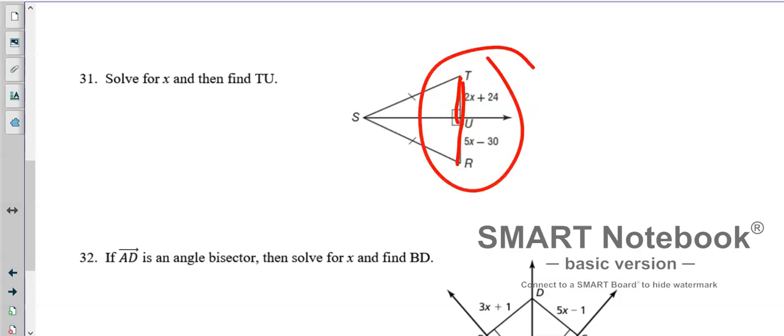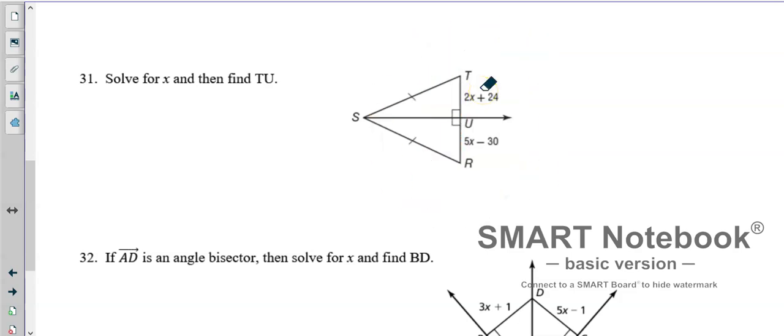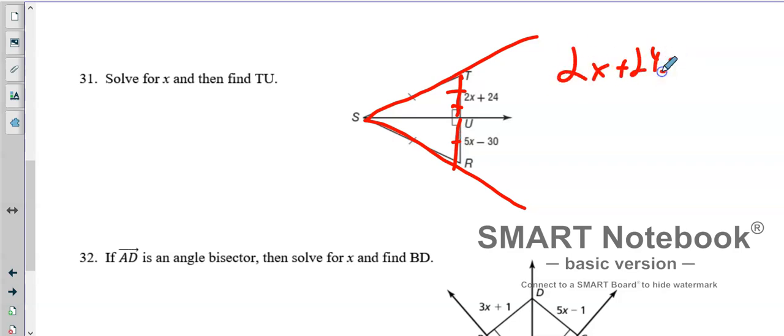So what do we have going on here? We have that whole rule that if we have a bisector, then any point drawn perpendicular will be equal. So we know these two are going to be equal. So we just do the math. 2x plus 24 equals 5x minus 30.